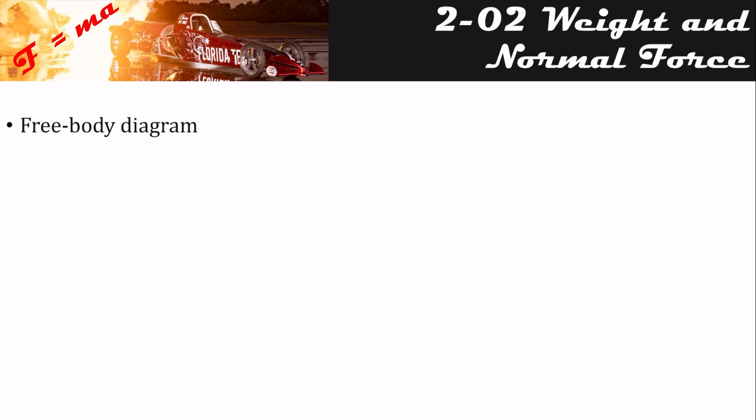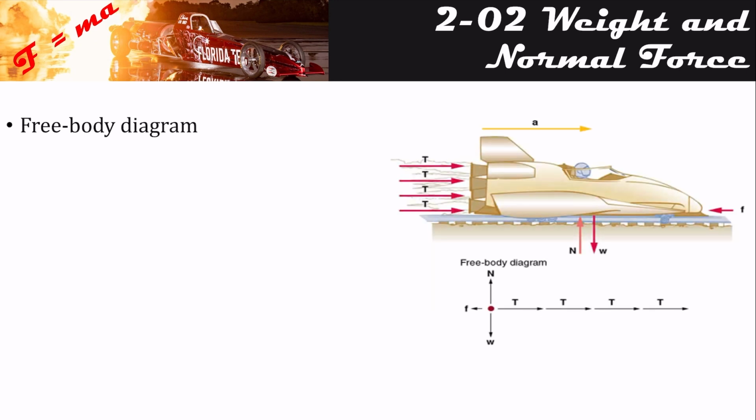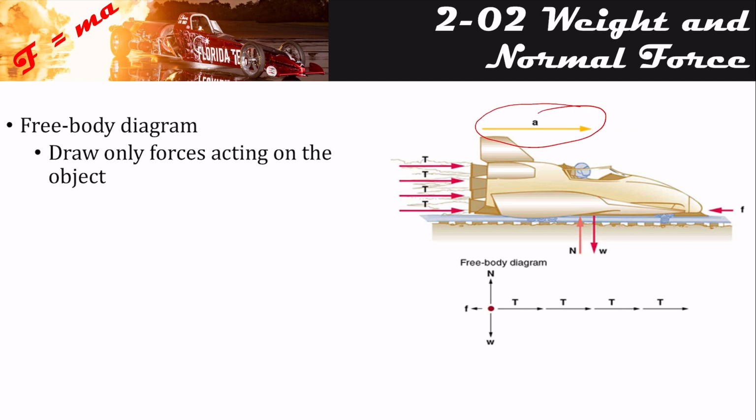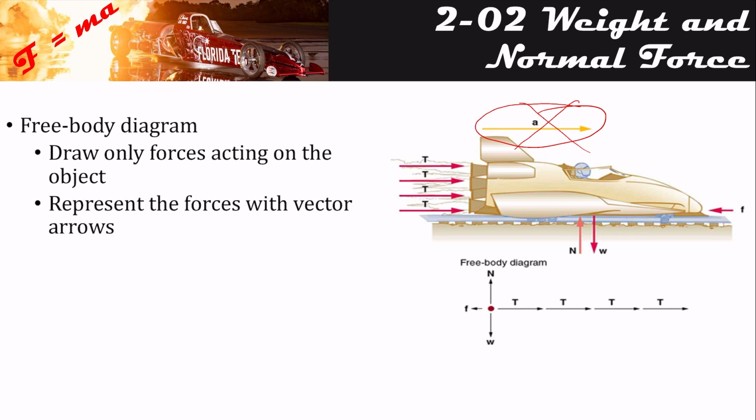So what is a free body diagram? Well, a free body diagram is a drawing that shows all the forces acting on the object. In this case, acceleration is not a force, so we're not going to have that. But we do have a force going to the right called thrust, a force going backwards called friction, a force upward called the normal force, and the force downward called the weight. So our free body diagram is just showing all those forces and how they're related to each other. You're going to represent all these forces with vector arrows.